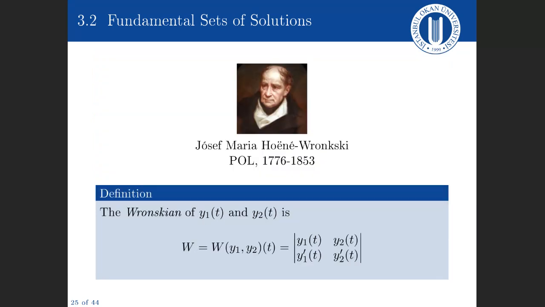Something else we're going to be needing in this section is something called the Wronskian, named after a Polish mathematician. This is defined to be the determinant of the 2x2 matrix y1, y2, y1 prime, y2 prime. If I want to be careful, I'm going to be writing this as W of y1 and y2 at time t. But you will find that often in these slides, I'm just going to be lazy. And when I'm being lazy, I just write this as W.